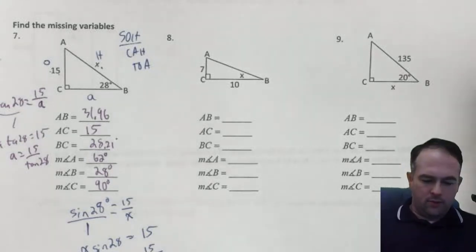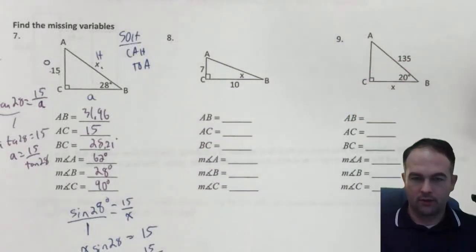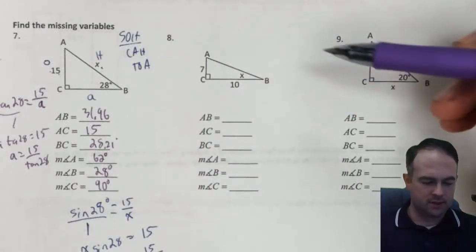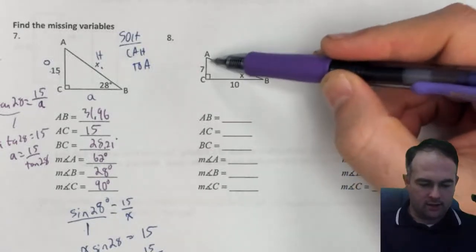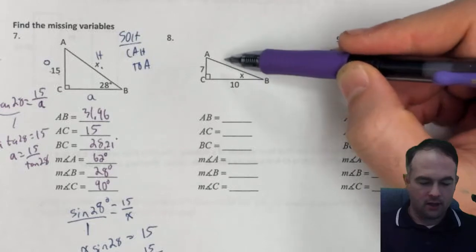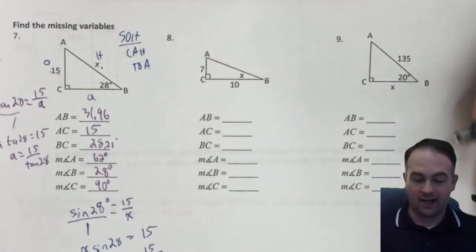All right, moving on to number 8. We're going to do the exact same thing as before, just fill everything out and get all of our different angles and side lengths, but this one's set up a little bit differently. First off, we have 2 sides of the triangle, and we're going to find the third. That means we can do the Pythagorean theorem and not have to worry about trig for the third side, AB.